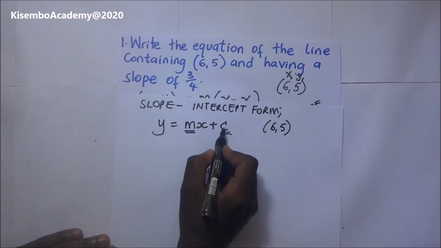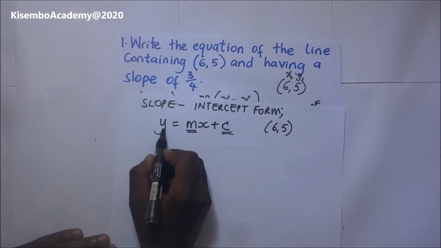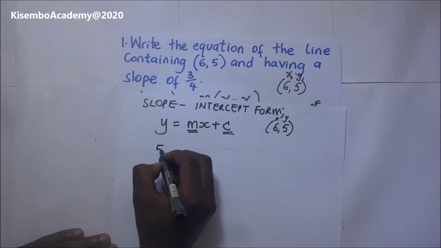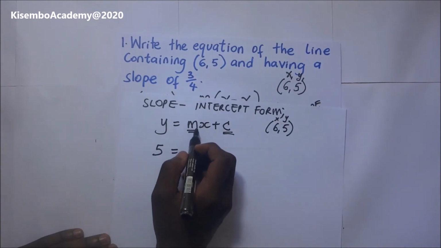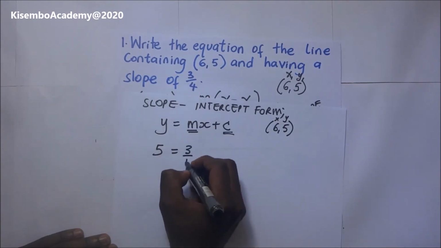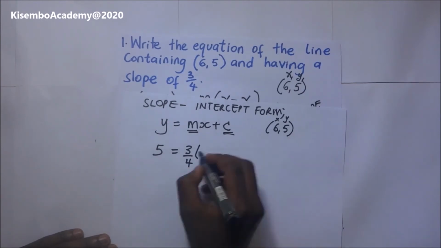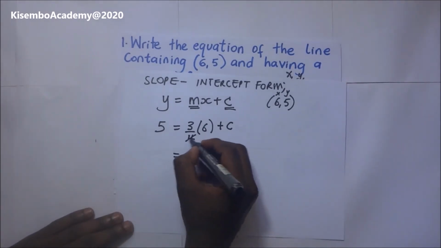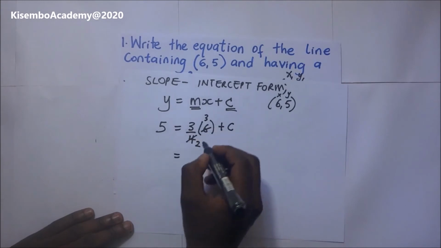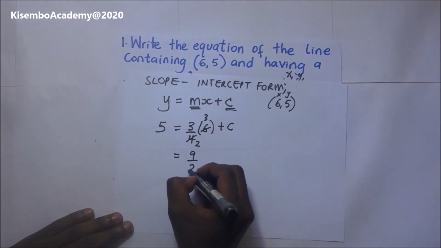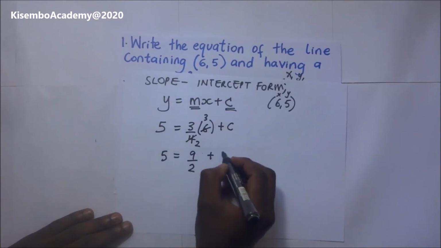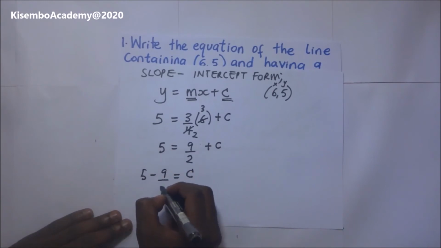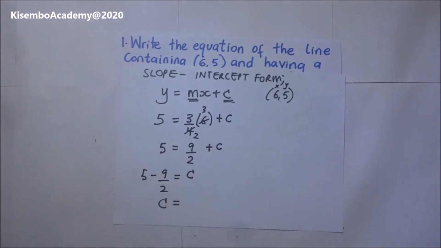So what we are going to do, we are going to have to first find the value of c. So we are going to substitute. This is the value of x, that's the value of y. So the value of y in this case here is 5, which is going to be equal to the value of m, which is the slope or the gradient, which is 3 over 4, multiplied by the value of x, which is 6, plus c. So by 2, this is 3, this is 3 times 3, which is 9 over 2, plus c, and our value of c is going to be 5 minus 9 over 2, and our value of c is a half.